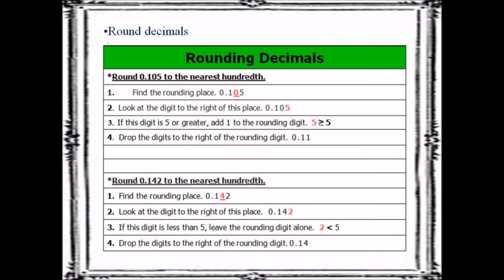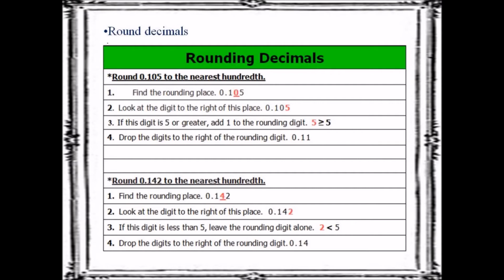Round decimals. Rounding decimals. Round 0.105 to the nearest hundredth. Find the rounding place, as the hundredth is the second place. Then look at the digit to the right of the place. It is 5. If this digit is 5 or greater, add 1 to the rounding digit, and drop the digits to the right of the rounding digit. So 0.105 becomes 0.11.